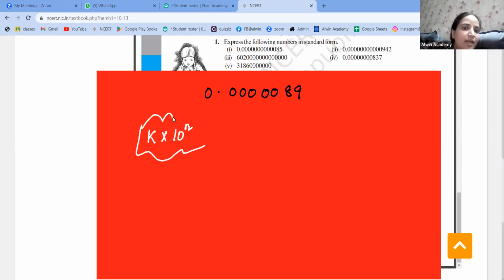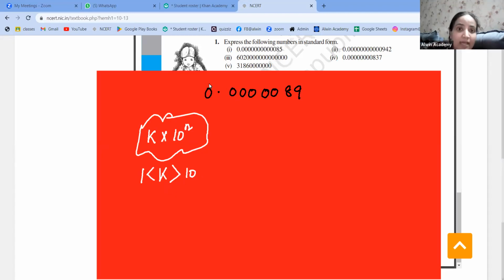We'll start with a small, very simple example. We are learning how to change numbers into standard forms with different types of questions. So if I am taking a number like 0.000089 and I want to change that into standard form, what will I do? To make it into standard form, I know I have to change it into k into 10 to the power n format, where k has to be somewhere between 1 and 10. So it has to be greater than 1 and smaller than 10, right?